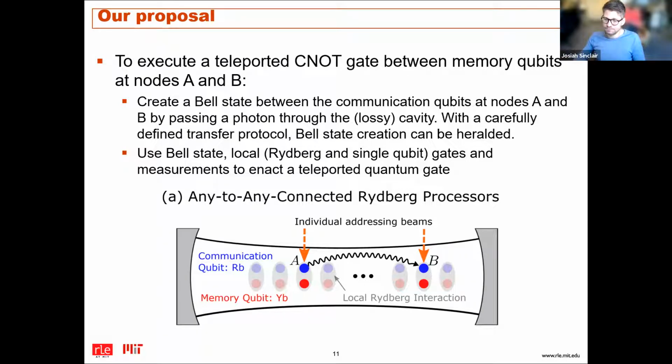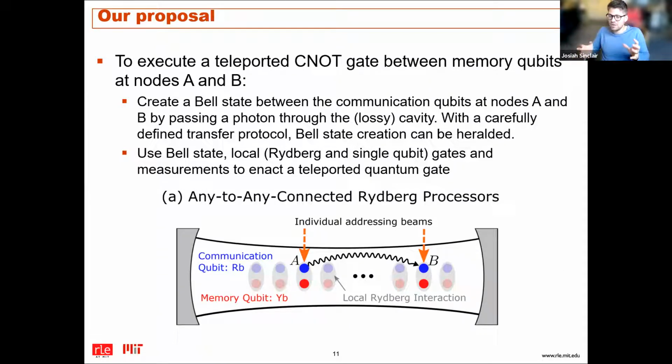And that will herald successful establishment of this entangled state and leave the communication qubits at A and B in a Bell state. Once we have prepared this Bell pair between A and B, we can then do local CNOTs using Rydberg interactions between our communication and memory qubits at node A and at node B. Then we measure the state of the communication qubits at A and B. And conditioned on those outcomes, we do some single qubit gates on the memory qubits, and that enacts a teleported CNOT gate between the memory qubits at A and B.